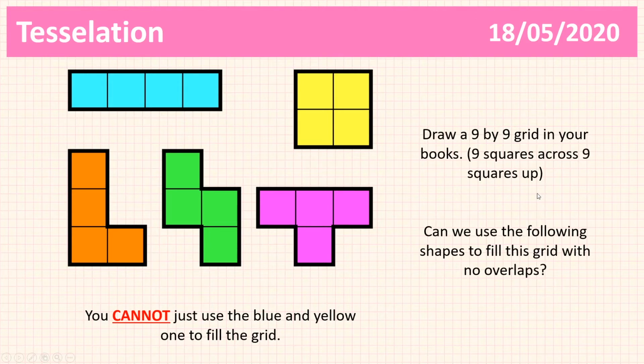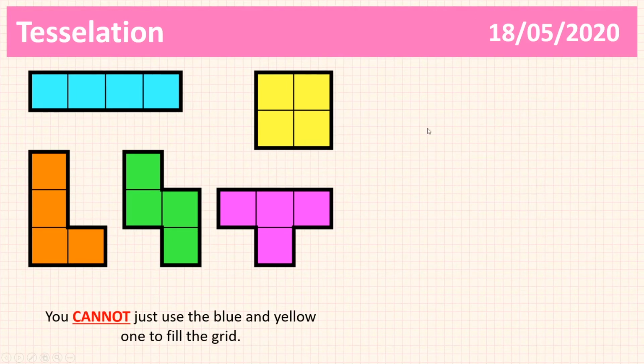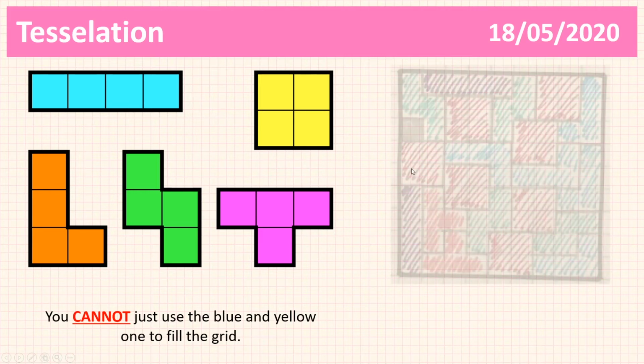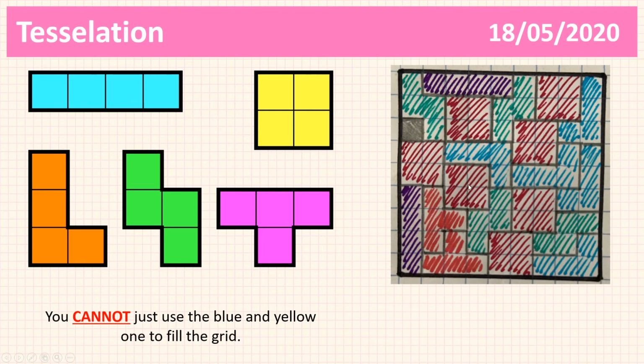Okay, so now that you've had a go at this, let's have a look at what happened. If you've had more than one try, you would have noticed this, and you probably would have got frustrated by doing it. But every time you try to do this, you will always leave one square spare. It's impossible to fit these shapes together on a 9x9 grid without leaving any gaps.